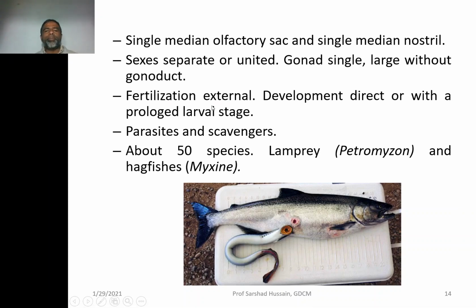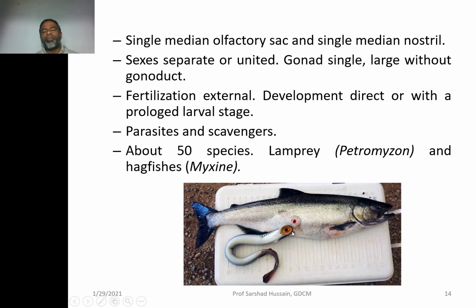Fertilization is external, and that means it takes place in the water. Development is direct or with a prolonged larval stage. Both types of development are there. They are parasites. You can see this is, for example, a lamprey, the cyclostome. Because of its parasitic nature, with the help of the sucker present at its mouth, it attaches itself to the body of other fishes and sucks the blood as well.